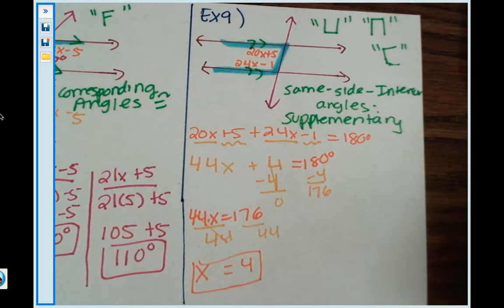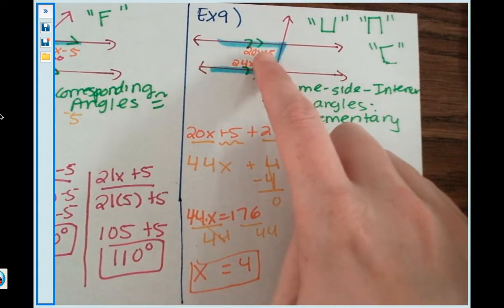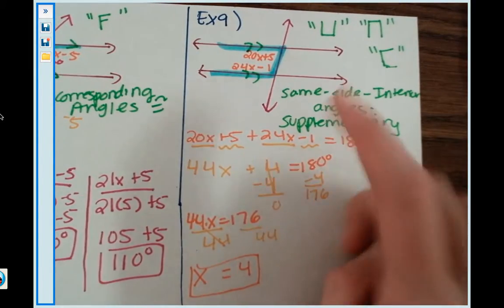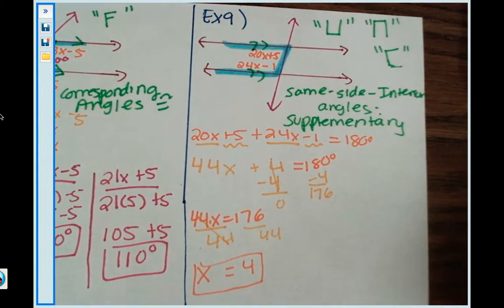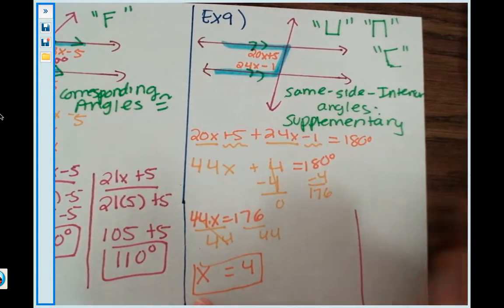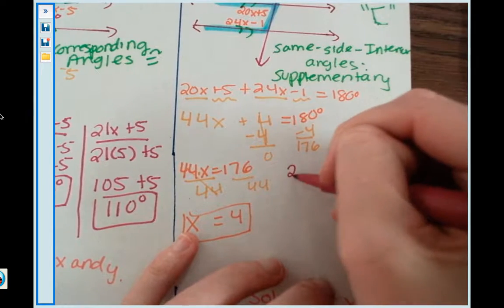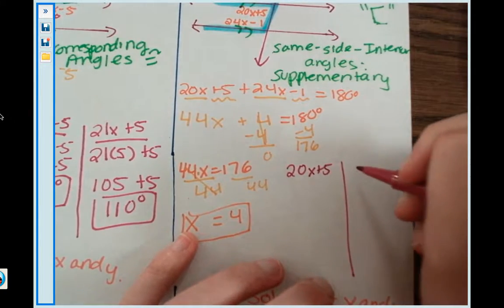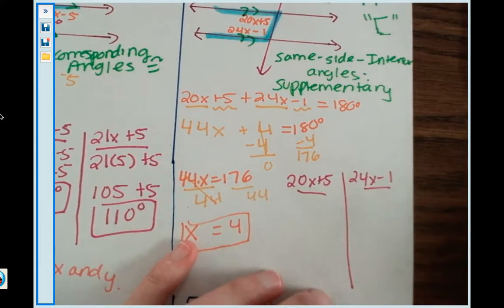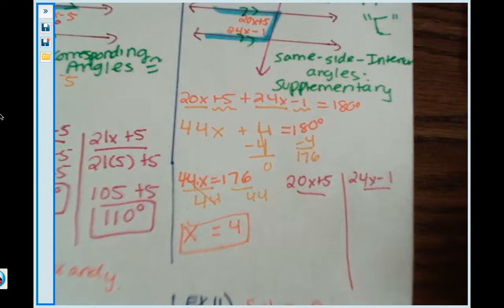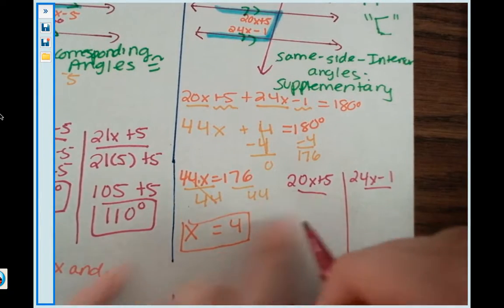Alright, so we know that x is 4, but if you remember from the previous example videos, we're not only solving for x. I want to know the value of each of these angles. So now that I know x, I can find what each of these are. This side will be 20x plus 5, and this side will be 24x minus 1. And if we did this correctly, these two should be supplementary, which means they add up to 180. So I'm going to replace my x with the 4.